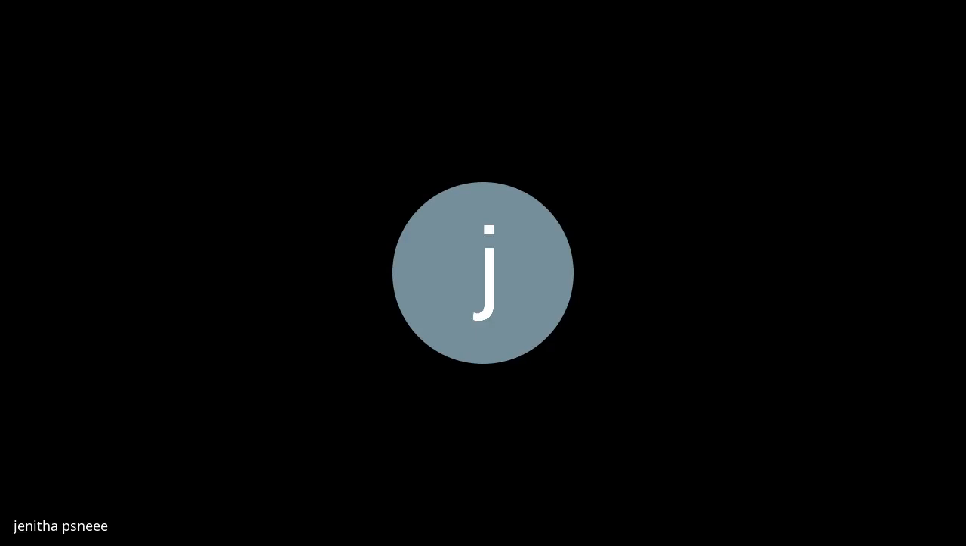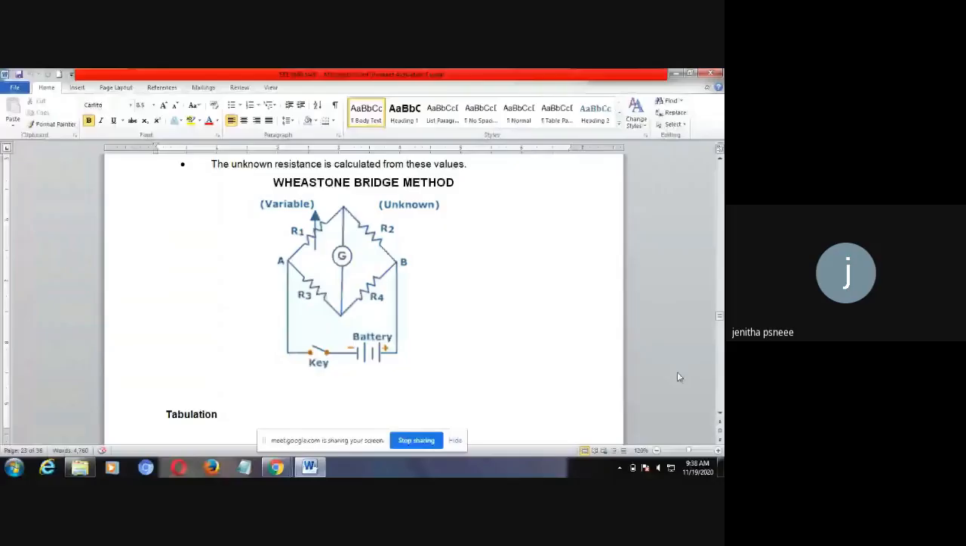So how will you get the zero deflection? That is the ratio arms. They should get the same potential. If it is at the same potential, then your bridge is said to be balanced, and your galvanometer will show zero deflection. You'll be providing the DC supply.